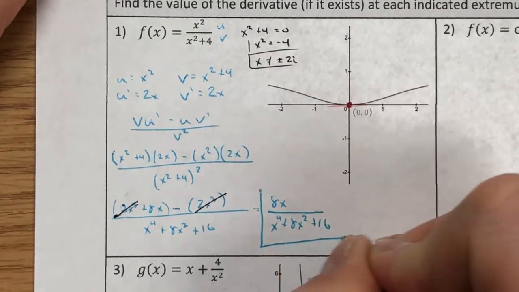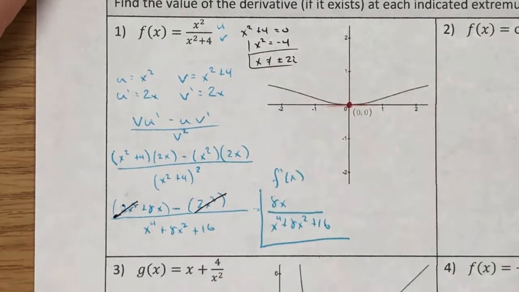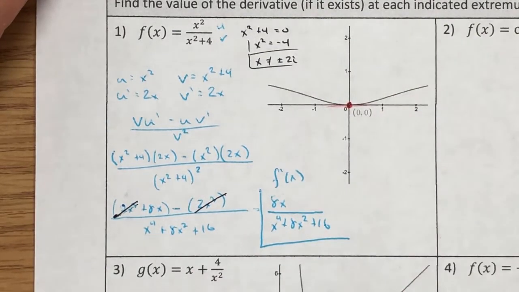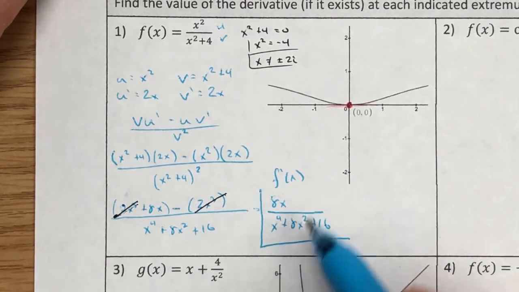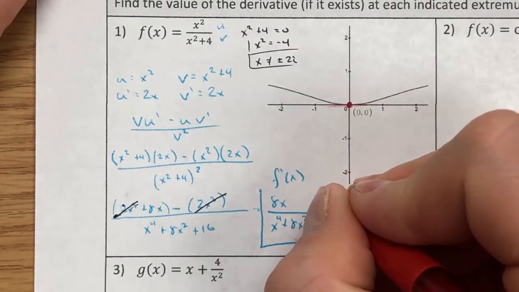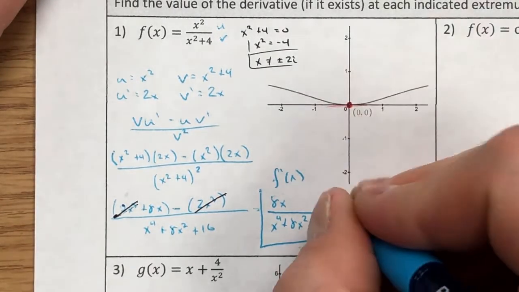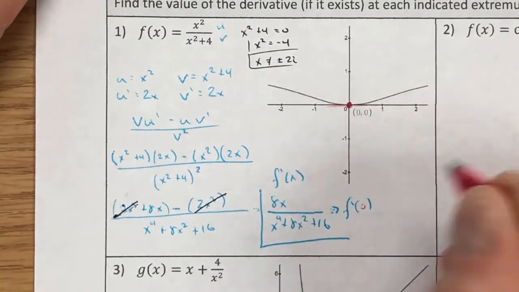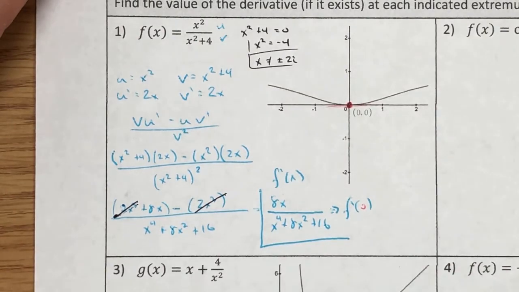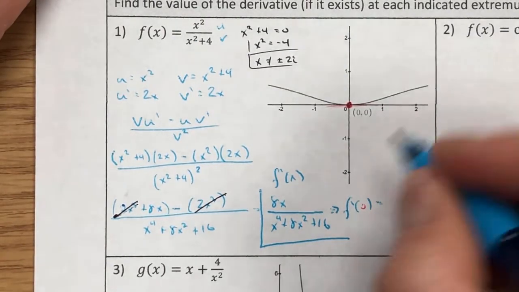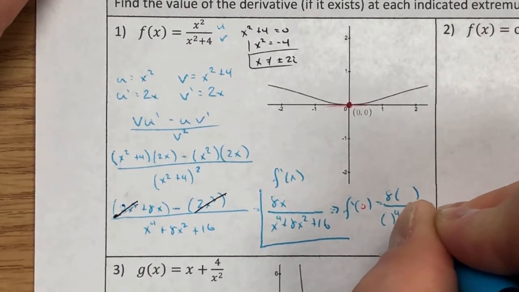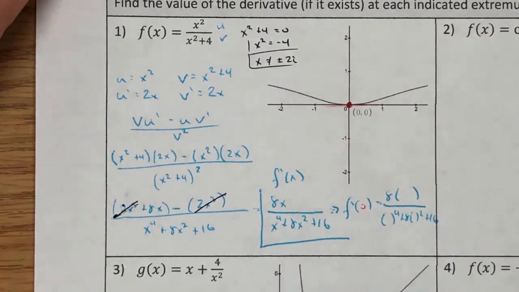If this is the derivative right here, so this is f prime of x, what is the value of f prime of x at 0, 0? Well, I only have one variable that I can plug in, and that's x. So let's go ahead and plug in the x value. So f prime of 0. That's going to be an 8 all over 4 plus 8 squared plus 16.